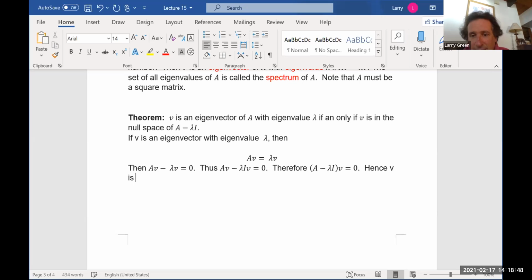Hence, V is in the null space of A minus lambda I. By definition, that's just what null space means. Anyone lost on that? Okay.